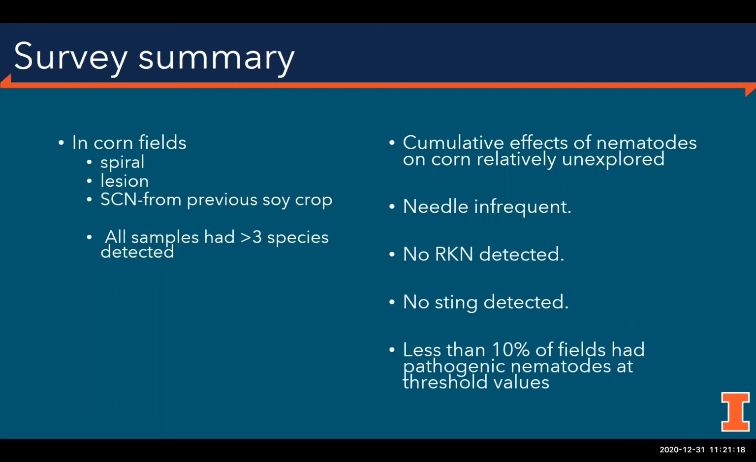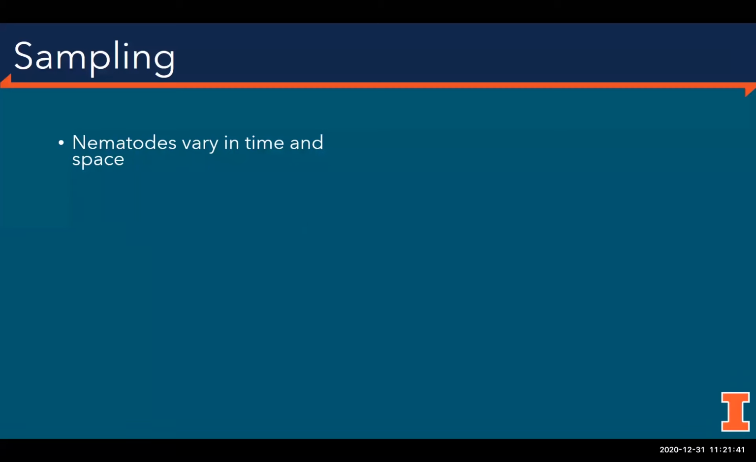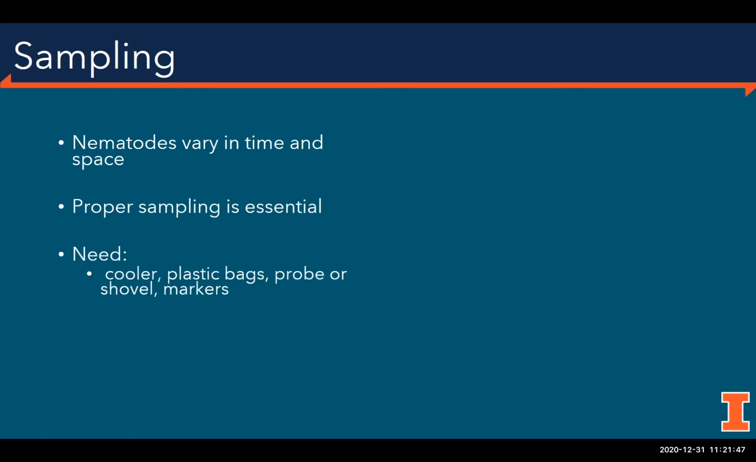The thing to keep in mind is that at least in corn, if you're just a regular grower, the likelihood that you're seeing a significant impact of nematodes on your yields is fairly low. That doesn't mean you shouldn't pay attention to them, just means that it's unlikely that you need to do something to manage them right now. I say sample every 3 to 5 years. They vary in time and space, so sampling them can be very, very challenging, and you have to do it correctly or you're not going to get good results.